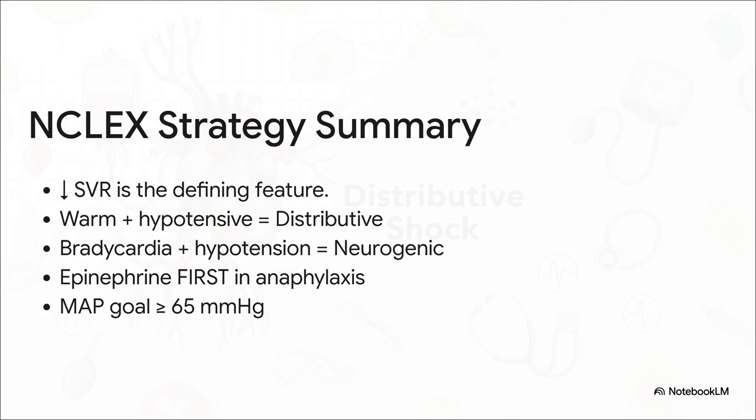All right, here's your rapid fire review. Ready? The defining problem is low SVR. See warm and hypotensive? Think distributive. See bradycardia and hypotensive? Scream neurogenic. For anaphylaxis, what's first? Epinephrine. And what's our MAP goal? At least 65. Got it?